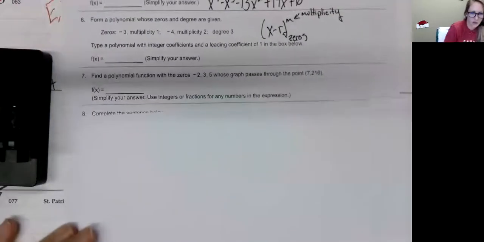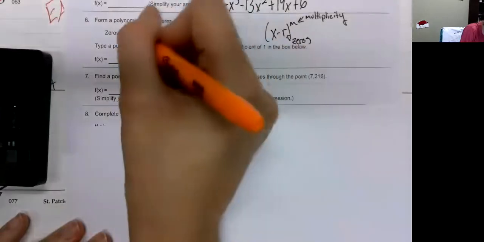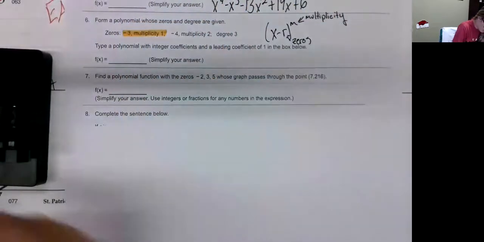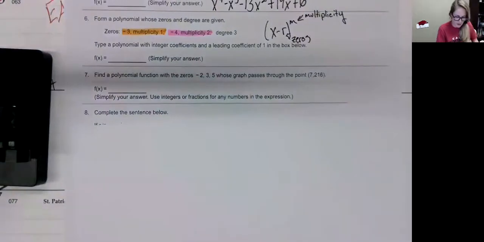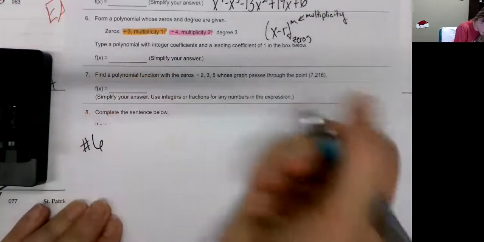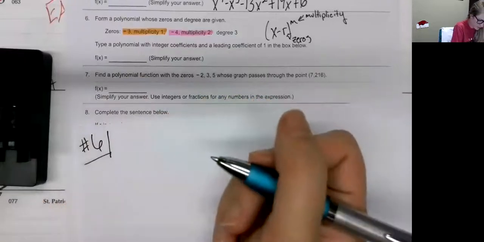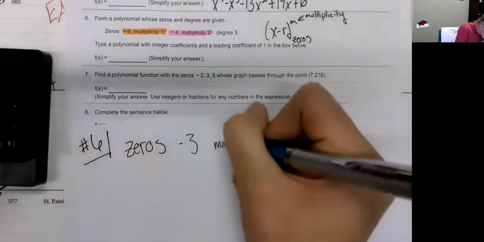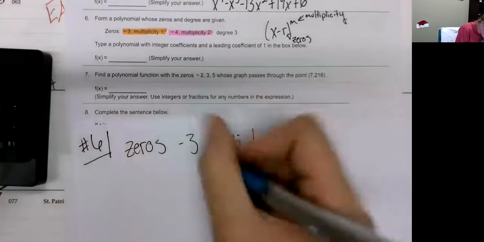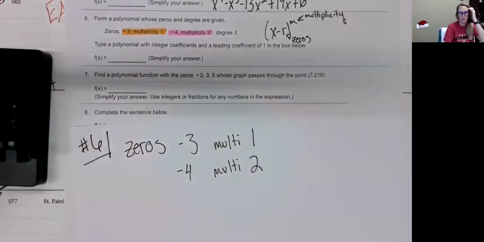So when we go to write this one out, when I first looked at this, it really confused me, and I'm going to highlight it for y'all. We have this 0 with that multiplicity, and we have the -4 is a 0 with the multiplicity of 2. So number 6, when we write this one, zeros, we have -3 with the multiplicity of 1. And then we have -4 with the multiplicity of 2, and it's going to be to the 3rd degree.